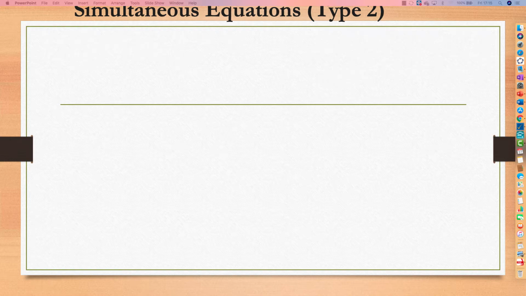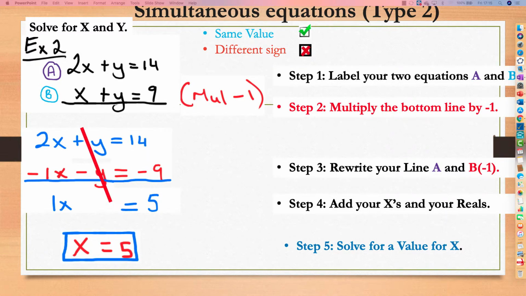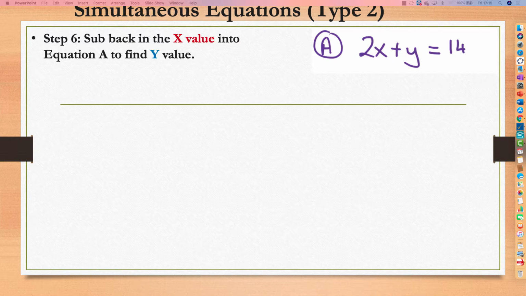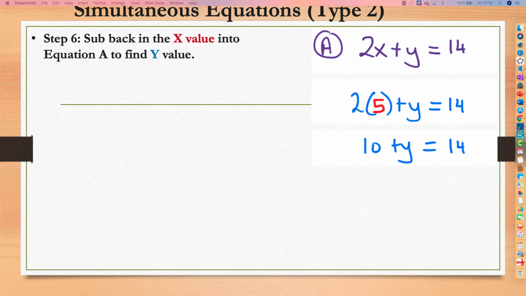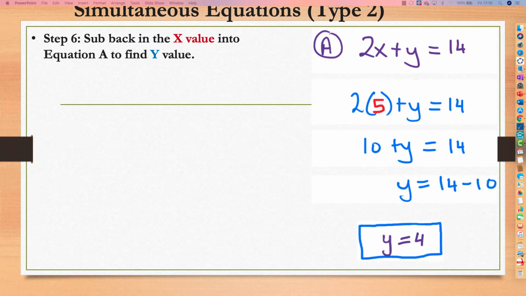What we just figured out was back here, 5. So instead of 2x plus y is equal to 14, it's now going to be 2 times 5 plus y is equal to 14. 2 times 5 is 10, plus y is equal to 14, y is equal to 14 minus 10, y is equal to 4. Right, you're going to go over one of these.